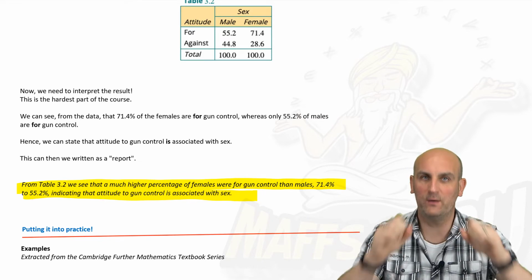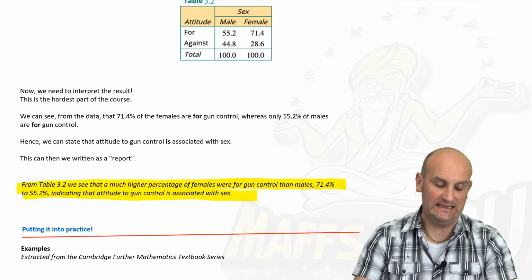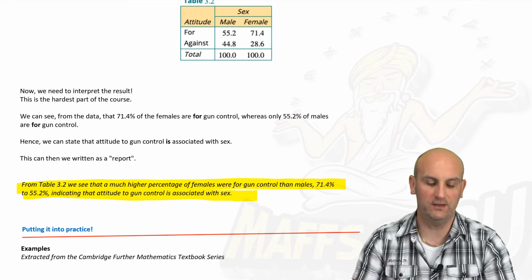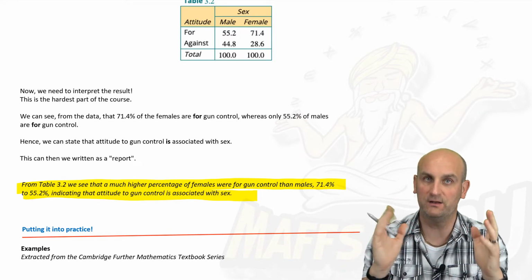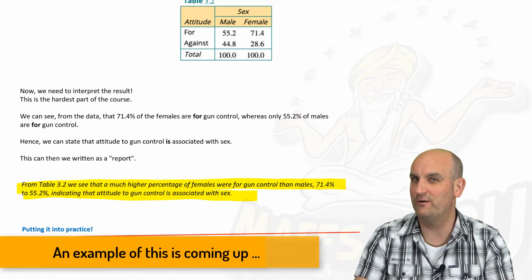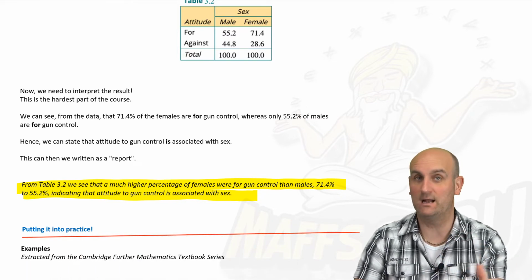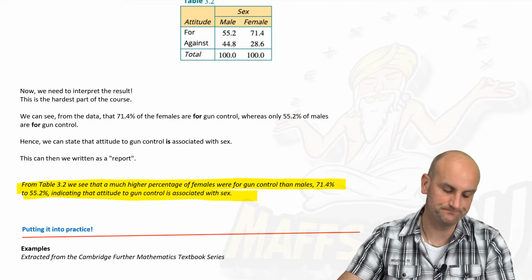Indicating, all right, so now we're going to drive this home. We're going to say to the examiner, I'm going to now answer the question, indicating that attitude to gun control is associated with sex. Now, obviously, there may be percentages that aren't significantly far apart. Maybe 50 and 55%. Is that far apart? Probably not. In which case, so long as I can back it up by putting my data in my sentence, I might turn around and say there is no association.